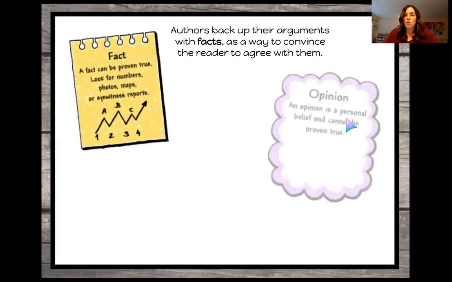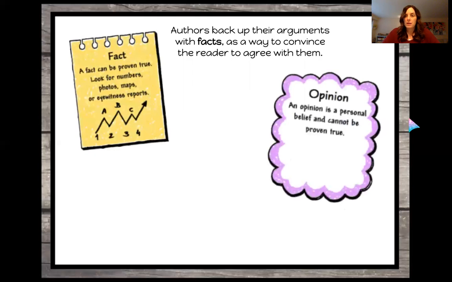Be careful that you don't get caught up with the author's opinion, because an opinion is a personal belief and it cannot be proven true. So you want to make sure that you're not mistaking opinions for facts. So look for things like "I believe," or "I think," "it's best to do this," "it seems to," "never do this," "always," or "probably." Those are signal words for opinion, and you want to stay away from opinions when you're trying to find evidence.